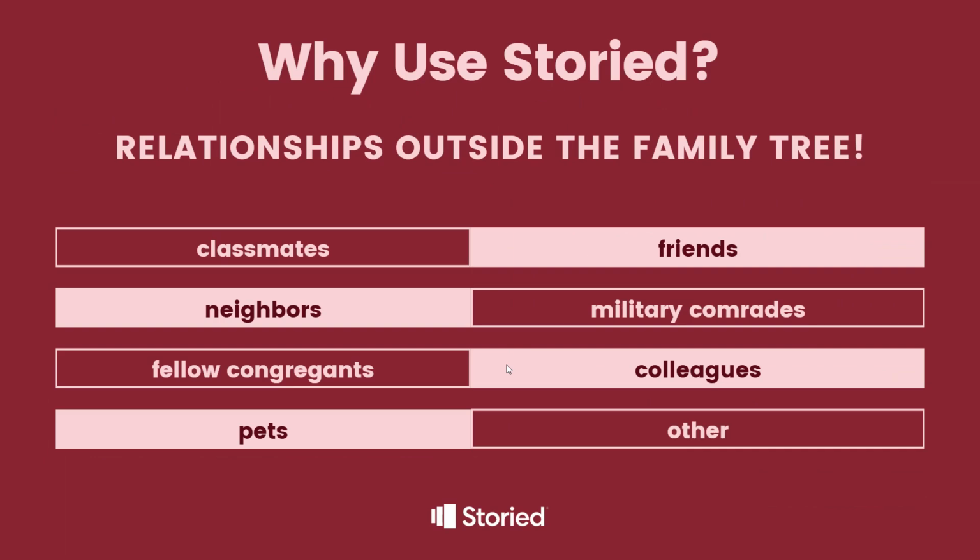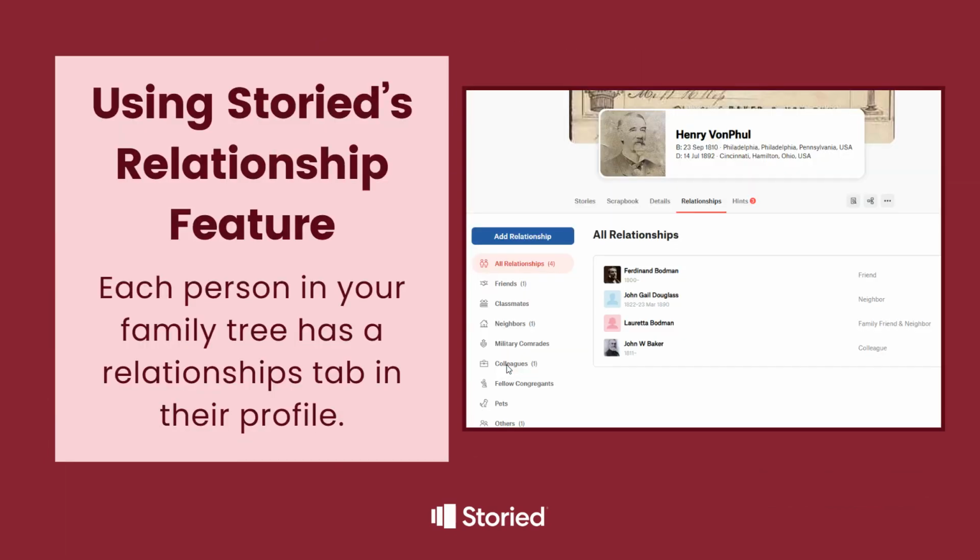So why should you use Storied? Well, Storied allows those relationships to be attached to your family tree and people within your family tree. We've got some standard categories: classmates, friends, neighbors, military comrades, fellow congregants, colleagues, even pets. And we also have other. Other is really a nice feature because you can add and customize whatever kind of relationship you want with that other category.